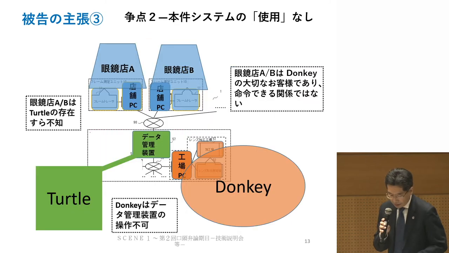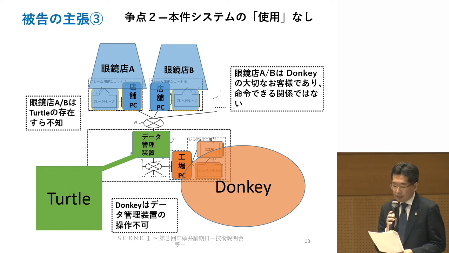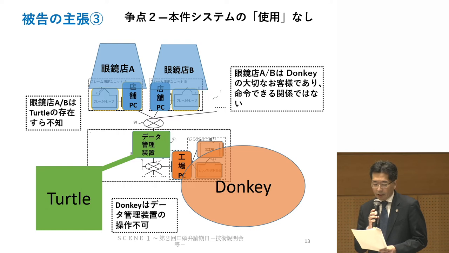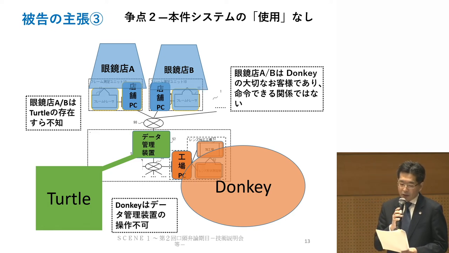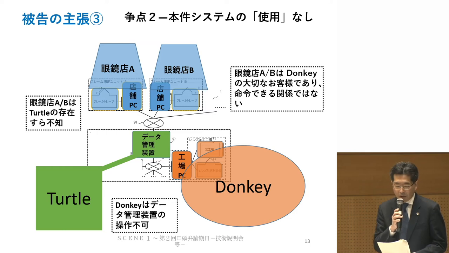And next, please look at this slide. What is shown here is that each optician shop manages and operates the store pieces and the frame tracers. The data management device is managed and operated by Turtle, and Donkey manages and operates only the factory pieces, the edger, and the lens shape measurer. There is no evidence that Donkey uses the entire system.